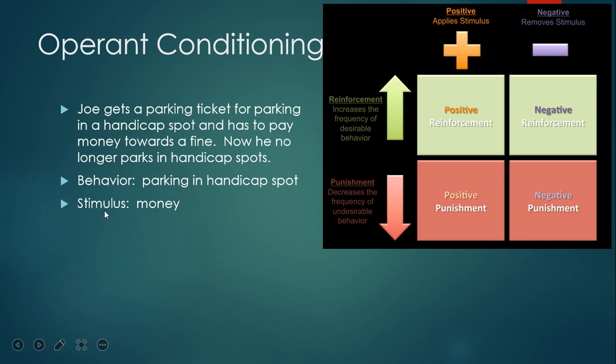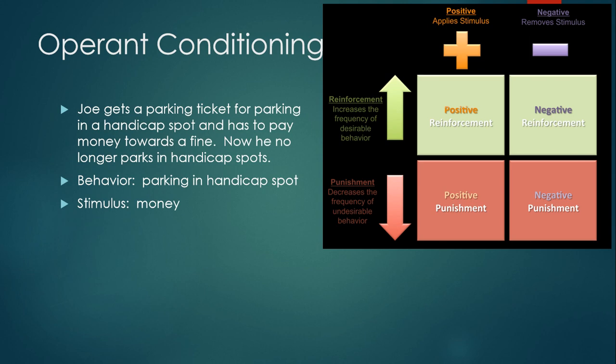So we have punishment, but now the stimulus could be seen as a positive stimulus or it could be seen as a negative stimulus. So if you think about this as getting a parking ticket, a parking ticket is an unpleasant thing that's being added onto you, it's being applied to you. If that's the case, then it's positive punishment. But if you think about what a parking ticket actually does, it takes money away from you. It removes something pleasant. So if that's the case, then it's negative punishment. Something is being taken away.